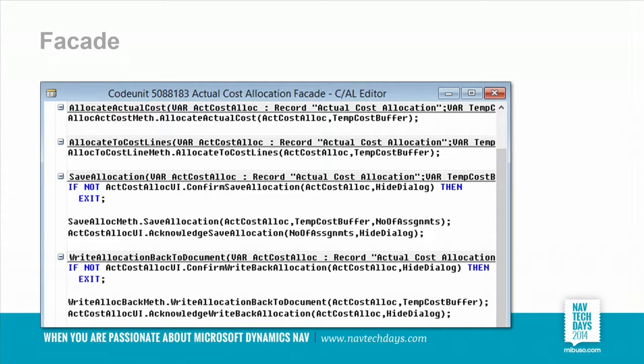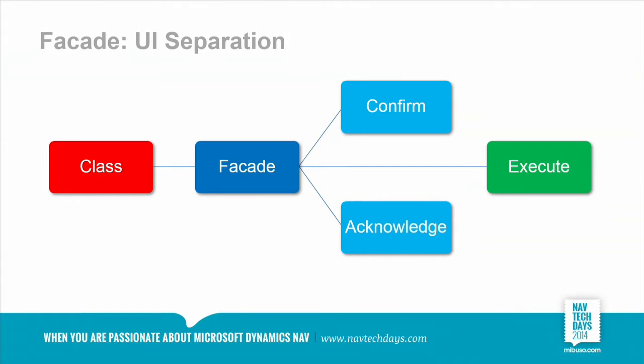So what that does, it calls a confirm before the method and an acknowledge after the method, and the method in between. So it wraps the UI. That's what you normally do. You have a confirm in front and an acknowledge after. And the whole architecture is like this: you call the class, which calls the facade, which calls a code unit that wraps the UI and then executes, so that you never have the UI in the same code unit as the execution.